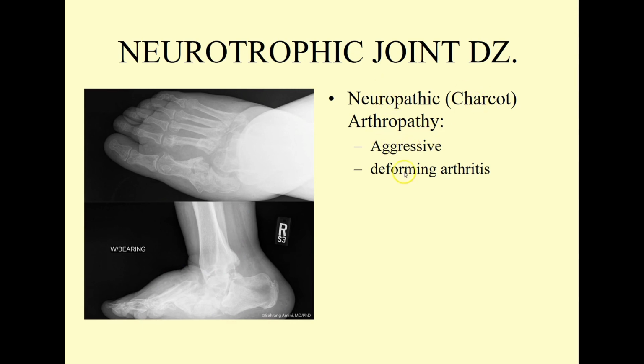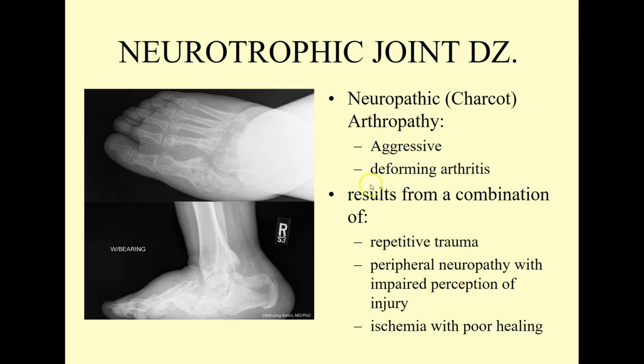Neuropathic arthropathy, sometimes called Charcot joints, is really aggressive. They can progress relatively rapidly. It's definitely a deforming form of osteoarthritis for sure. And then there's some combination of repetitive trauma, peripheral neuropathy with impaired perception of injury, and ischemia. So I think this process, particularly in the diabetic patient, who is the largest contributor to lower extremity neurotrophic joint disease, really starts with vascular insufficiency.